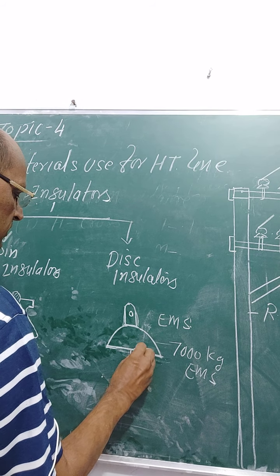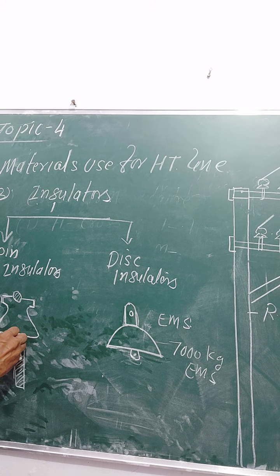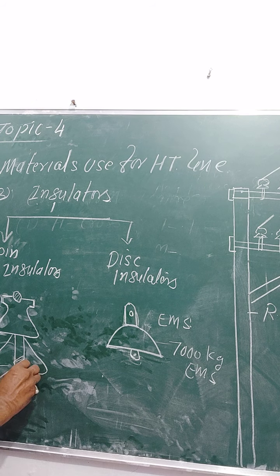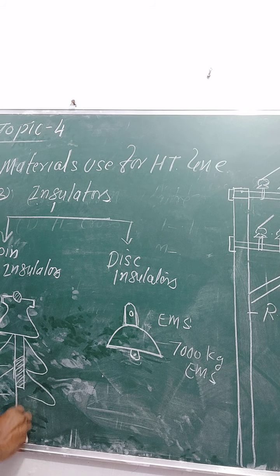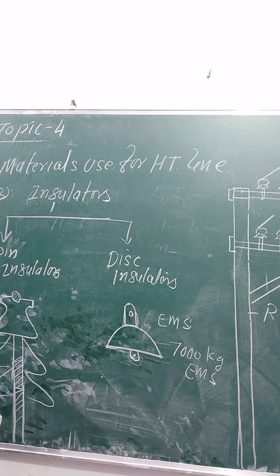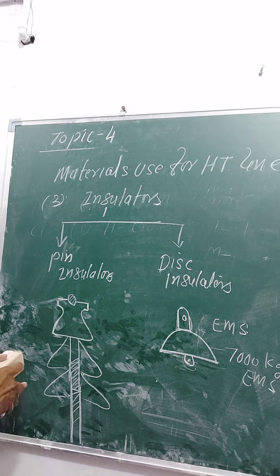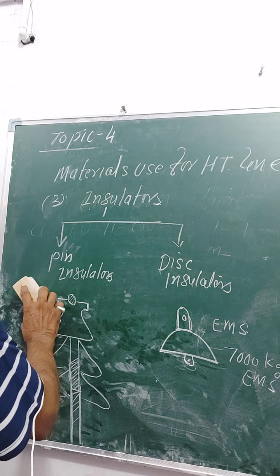Similarly, when we use pin insulator, this is one stack for 3 phase for 33 kV. We can use 3 stacks like this. This is 3 stack pin insulator. So this will increase now. So this is for 33 kV and the single is for 11 kV. So this is all about the insulators.